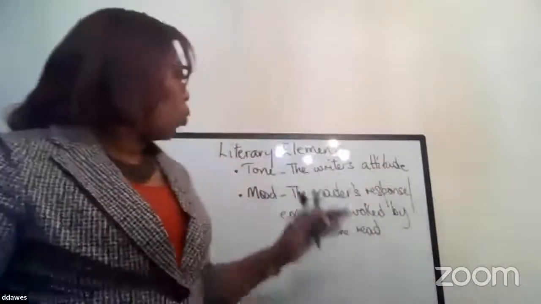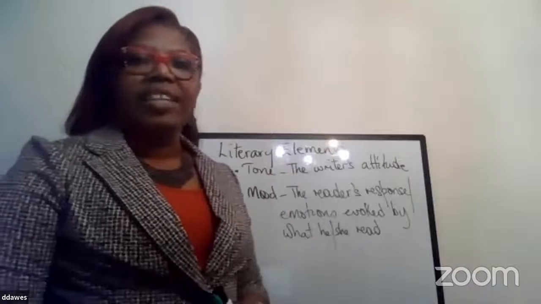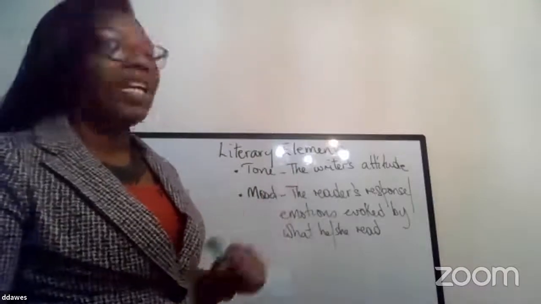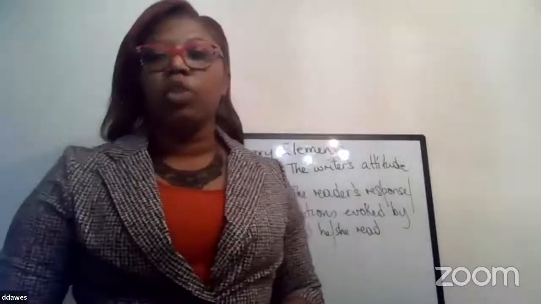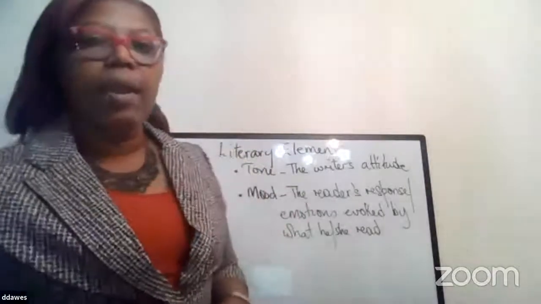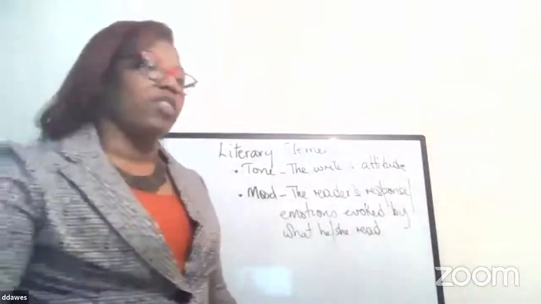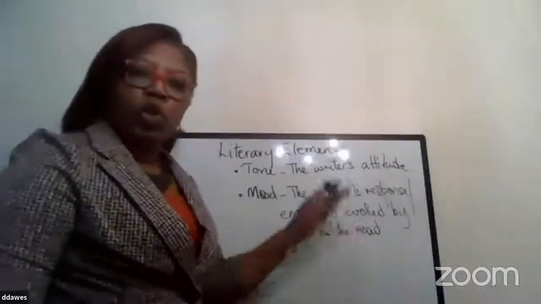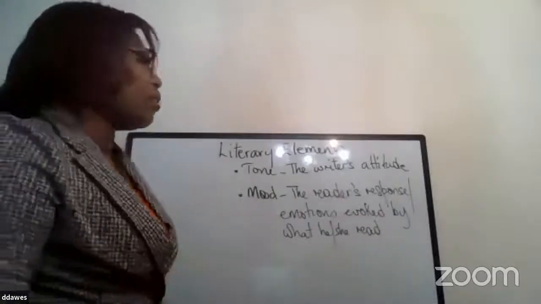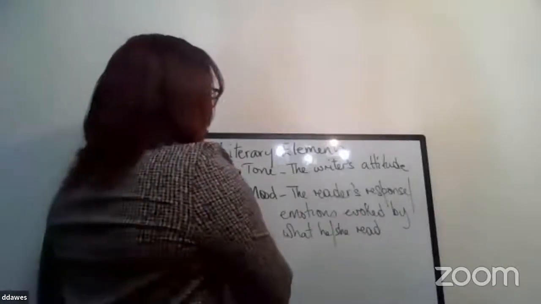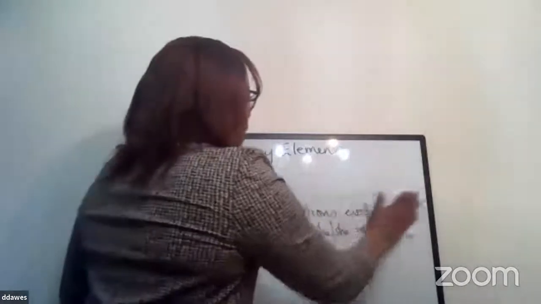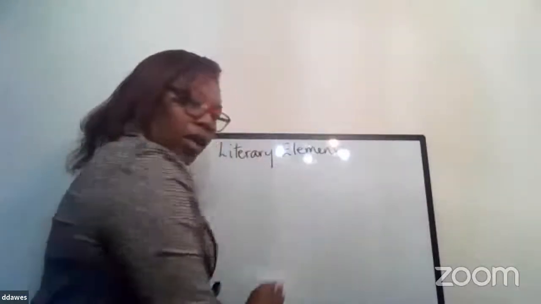Okay. So we said that tone is the writer's attitude and mood is the reader's response to the passage or whatever is being read. Okay, so you should have this by now. So let's look at some examples here.